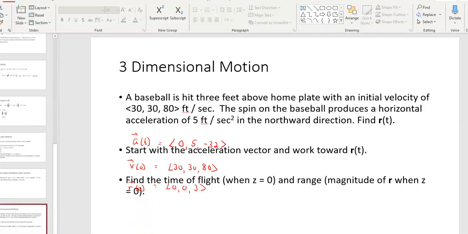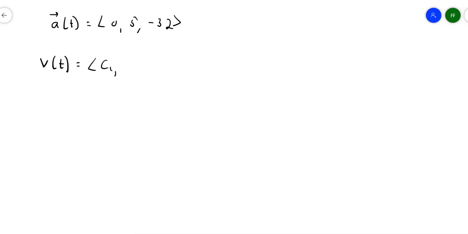All right, I'm going to switch over to a blank board over here so that I can have some space to write. All right, so my acceleration vector looks like this. The acceleration at time t is 0, 5, negative 32, which means that the velocity at time t is going to be, well, the antiderivative of 0 is just a constant. That's going to give me 5t plus a constant, and that'll give me negative 32t plus a constant.